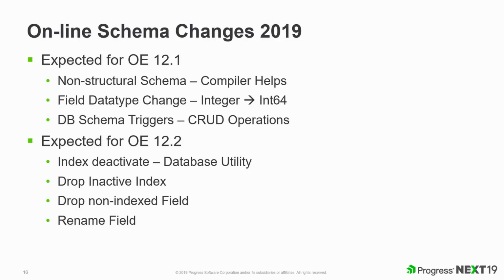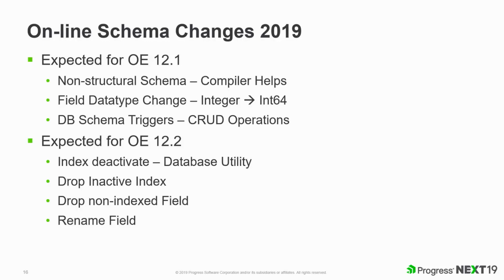Non-structural schema changes, things that are hints in the schema that are only used by the compiler, things like the _label field. Well, those are just a real nuisance, because if something changes, all of a sudden, when you apply those schema changes to your database, it requires an exclusive lock on the schema. So we're fixing that. We're going to allow you to change field data type from an integer to an int64. And we're also going to allow you to add, delete, update your database triggers, the schema triggers. And we expect that will be all done in 12.1.